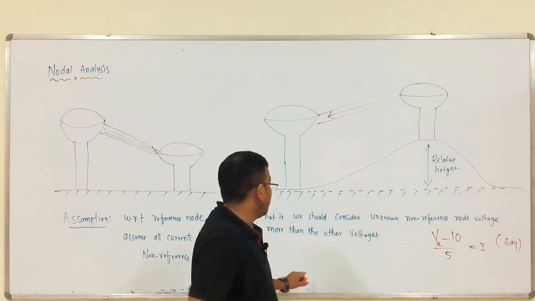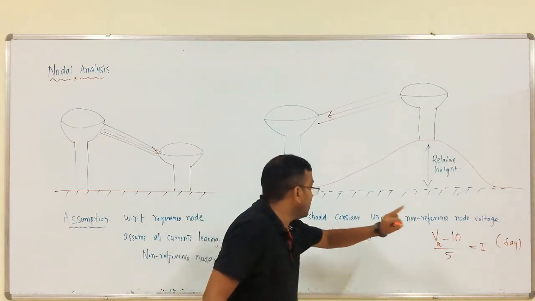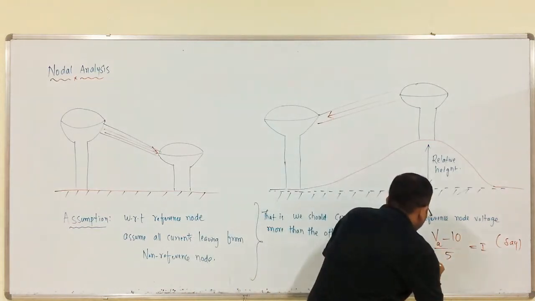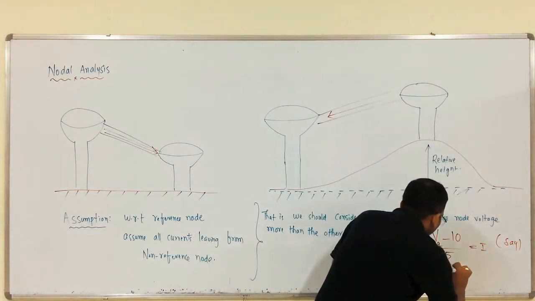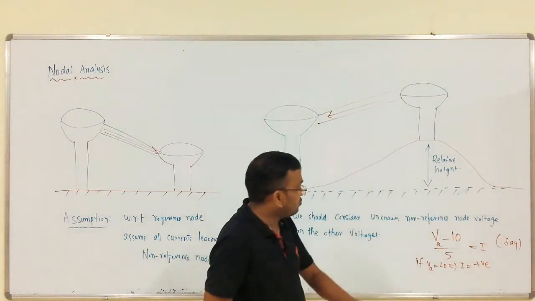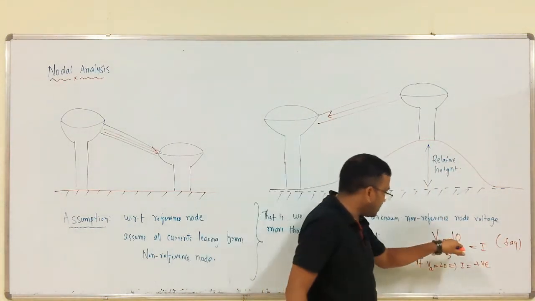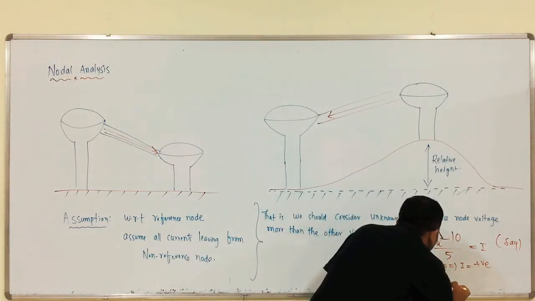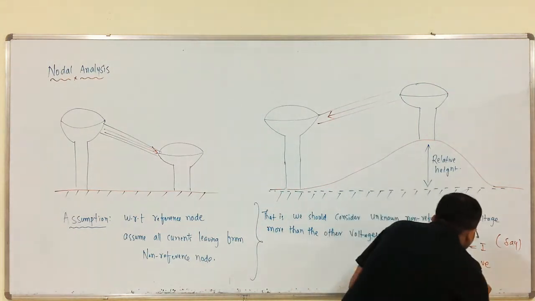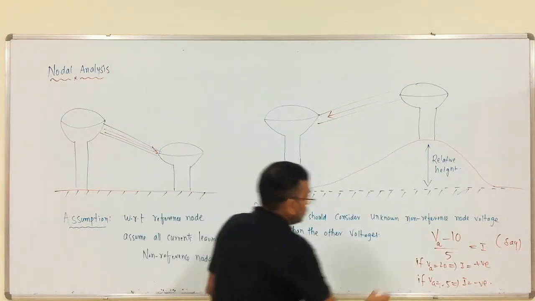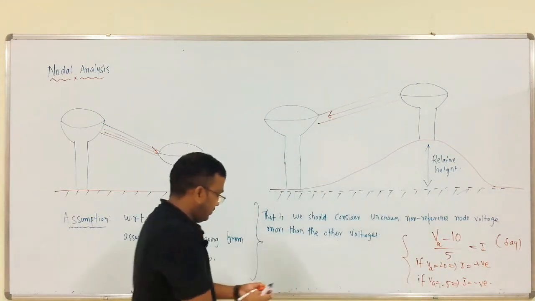So, what is the assumption? We should consider the unknown non-reference node voltage to be more than the other voltages. If V A is equal to 20, what about the current I? It is positive, right? If V equals 20 volts, I is equal to what? 20 minus 10 by 5, positive. If V A is equal to 5, I is equal to what? Negative.